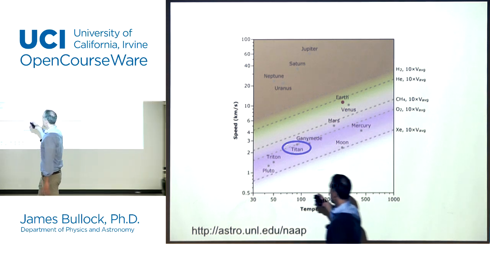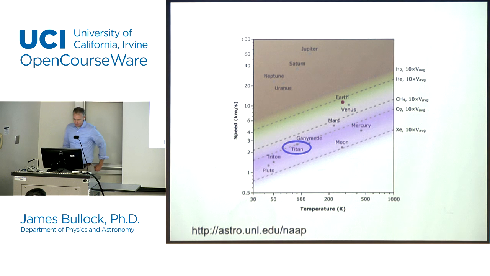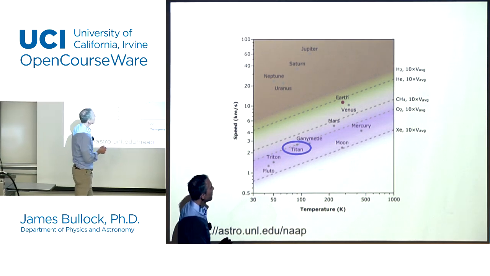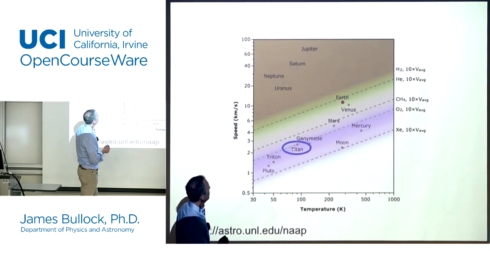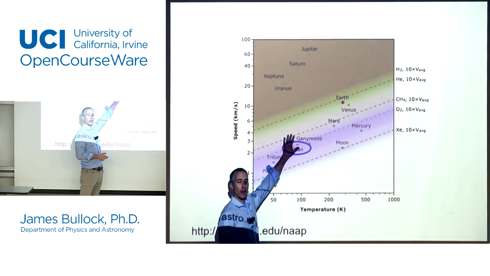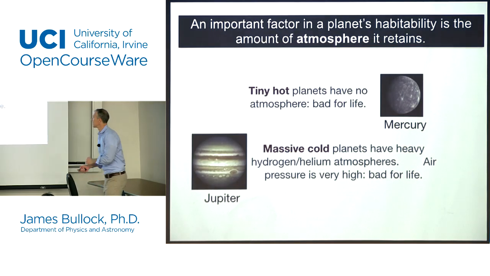Let me take a second to talk about this other thing, Titan, down here. Titan is a very interesting moon. It's got a dense atmosphere. It's cold enough that it can retain an atmosphere with methane and all kinds of stuff in it. And that methane is going to be very important, because it turns out that methane at these temperatures acts very differently than methane on the Earth.